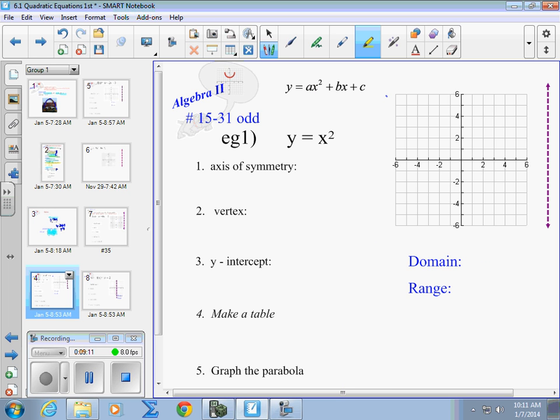So the first example I have is the easiest parabola there is. I'll give you a minute to get it on your paper. y equals x squared.